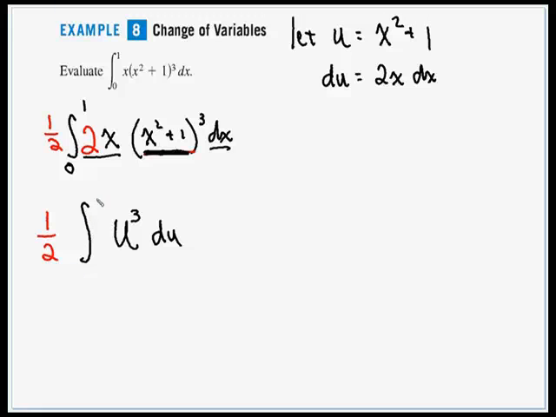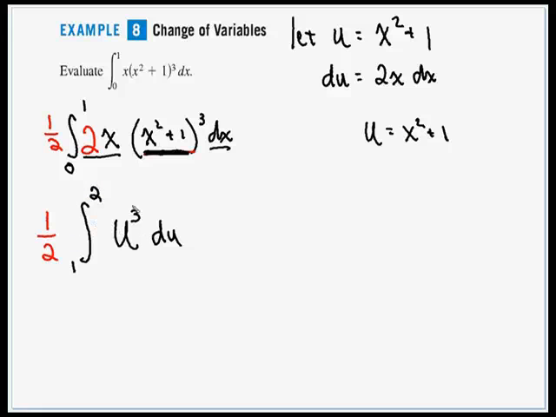Our old limits were 0 and 1. That was the integration limits for our function in terms of x. We can find new upper and lower limits in terms of u. And all we do is take our u equals x squared plus 1, right here, our u sub, and we're going to plug the lower limit 0 in. This lower limit was 0. If I plug it in here for x, I get 0 squared plus 1, which is 1. And then I take my old upper limit 1 and plug it in for x. 1 squared is 1, plus 1 is 2.